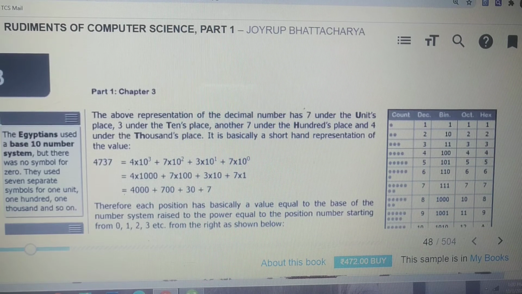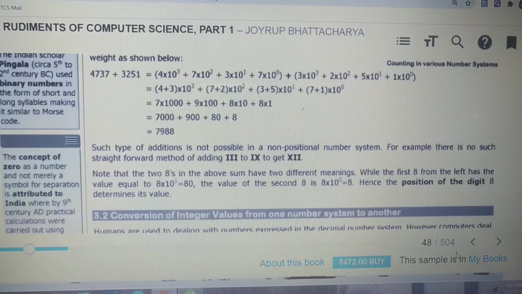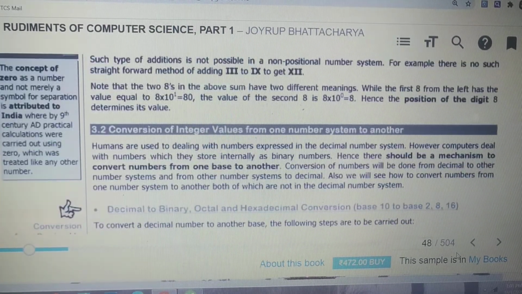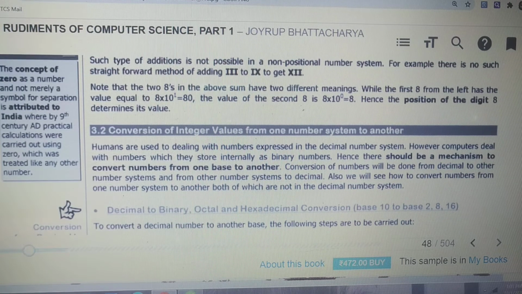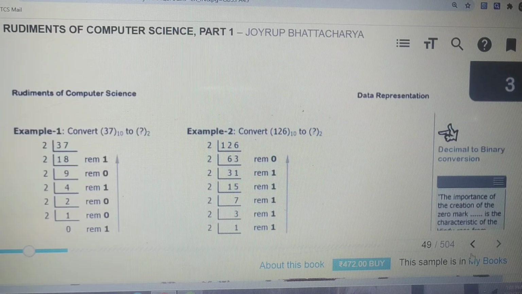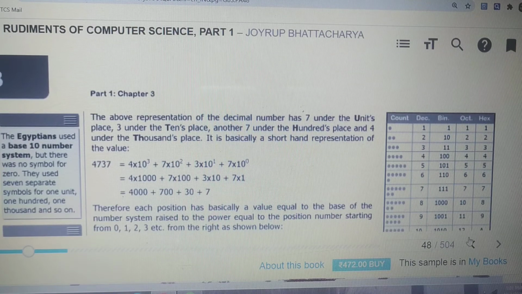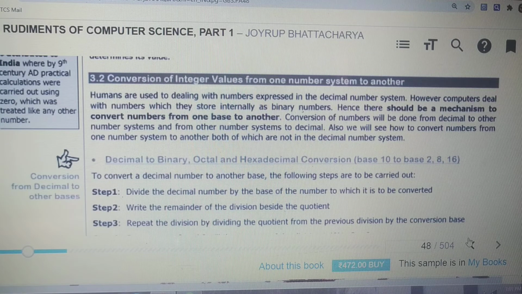The conversion of integer values from one number system to another number system. So the first topic that we start is from the decimal number system. From the decimal number we will convert into binary, octal, and hexadecimal, that is conversion from base 10 to base 2, base 8, and base 16.